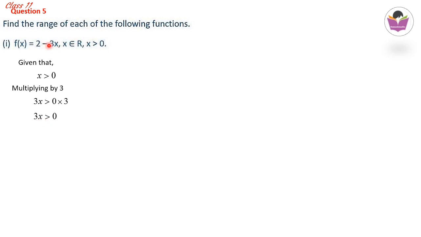Next there is a minus sign. So what we have to do is multiply by minus 1. When we are multiplying with a negative sign, we have to reverse this inequality symbol. For example, 3x into minus 1. We are just multiplying minus 1 to the left portion. So 3x into minus 1. At the same time you have to reverse this inequality. Greater than becomes less than. 0 into minus 1.